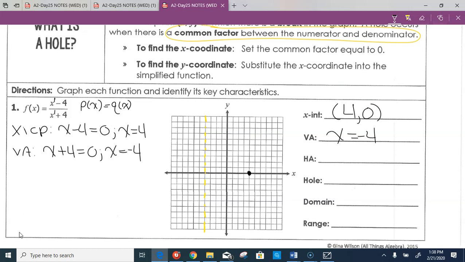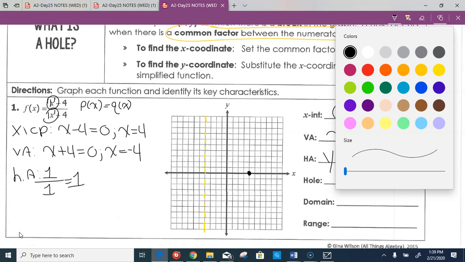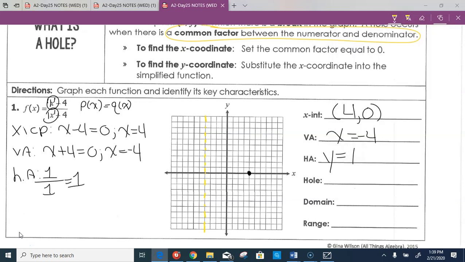So in order to get my horizontal asymptote, I'm going to take the leading coefficient of x to the first power, which is 1, so I have 1x to the first power, divided by the one that's right there on the bottom. 1 divided by 1 equals 1. So that means I have a horizontal asymptote at y equals positive 1. So I'll go ahead and create my line for that one as well. So I go to positive 1. Here's my other asymptote.